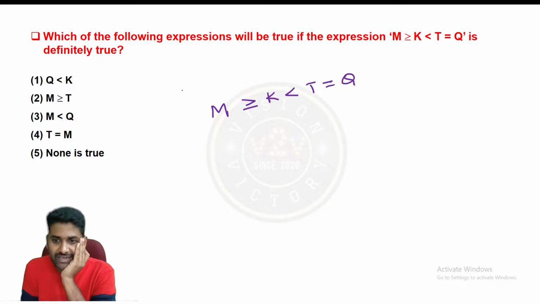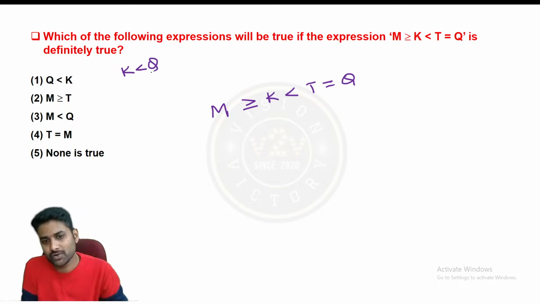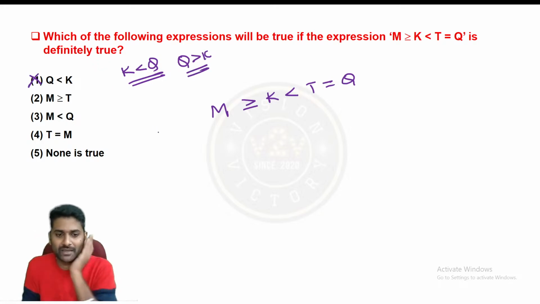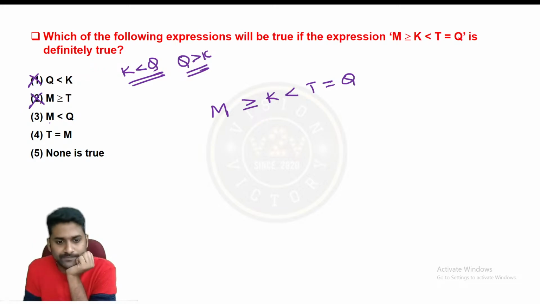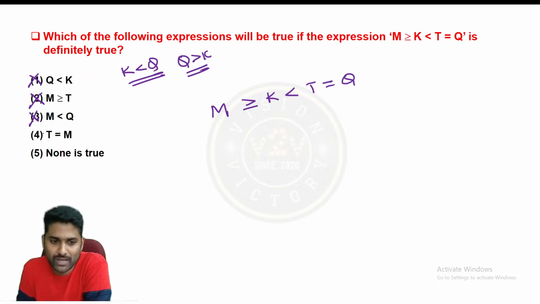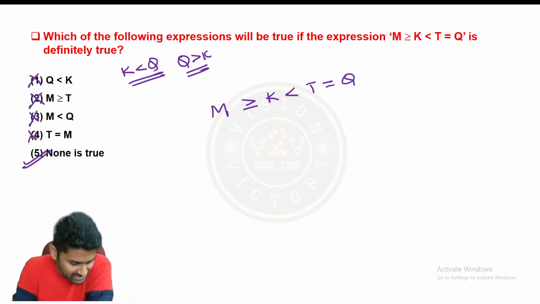Next. Which one is definitely true in this expression? Q to K. So K is less than Q. K less than Q reflects that Q is greater than K. That's why it's invalid again. M is greater than... If you get two different symbols in the comparison, you never define any exact relation. M less than Q is also invalid. T is equal to M is also invalid. Again, the answer is none is true.